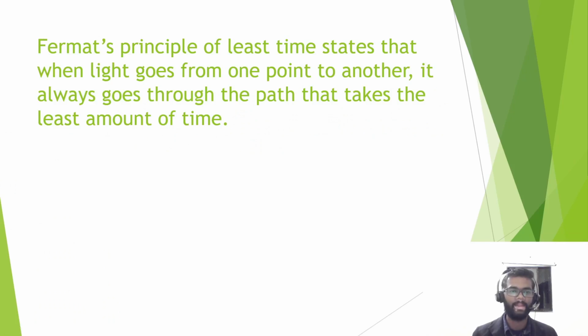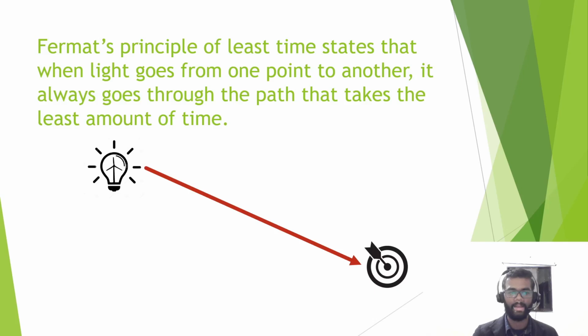This is basically a statement that when light goes from one point to another, it always goes through that particular path that takes the least amount of time. For example, we have a light source and we have a target. So what is the path for the least time? It's a direct straight line, right? Very simple. But it's true in any situation, okay?